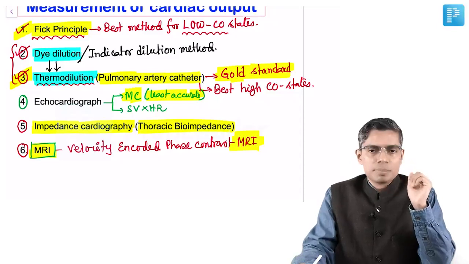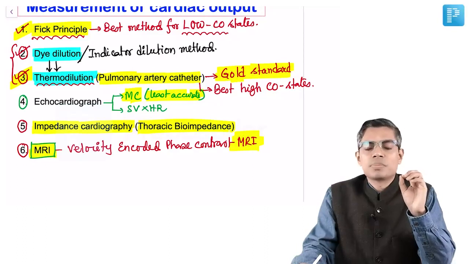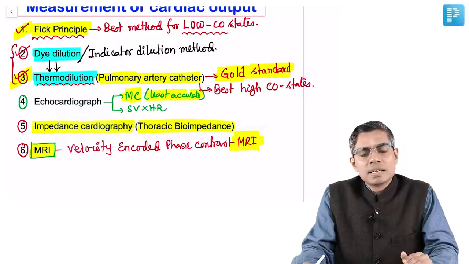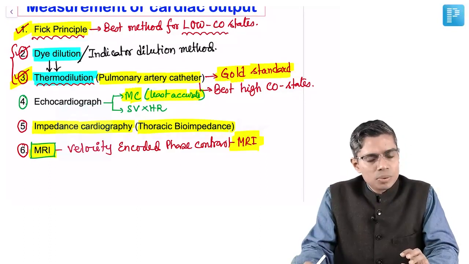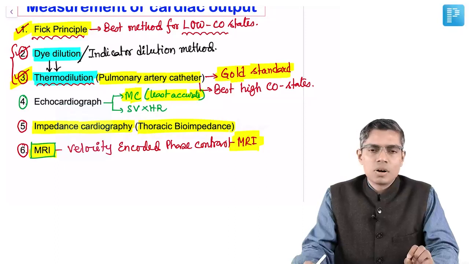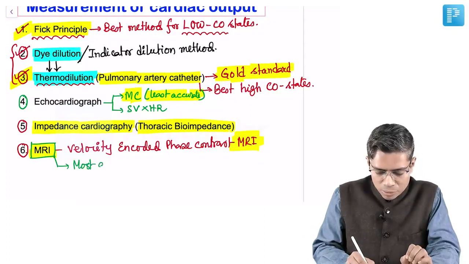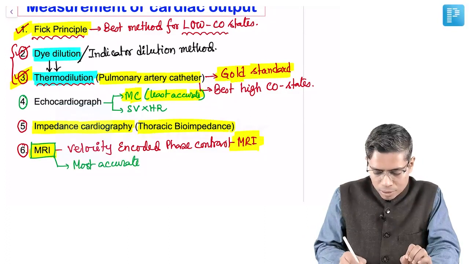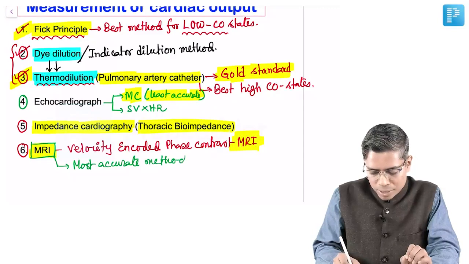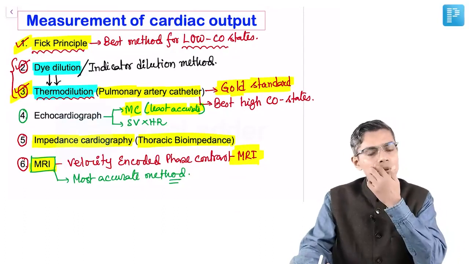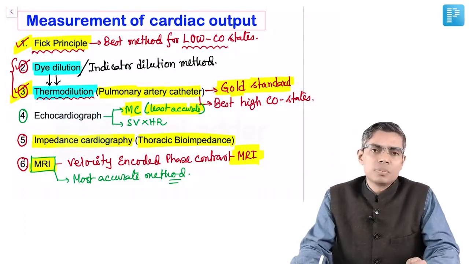But because this method is not used clinically, it is only used for research purposes till date. Okay, we are not using this MRI method for clinical medicine. That's why in your MCQ you may not get a choice of MRI. But if you are getting a choice of MRI, then remember that this is the most accurate method for cardiac output measurement. Getting my point? So these are the 6 various methods that you have to remember, that are used for cardiac output measurement.